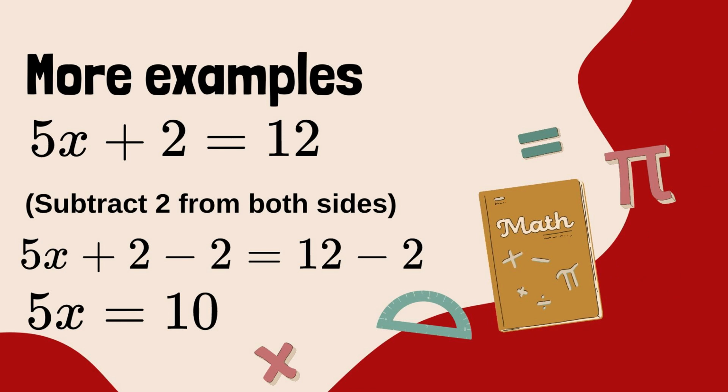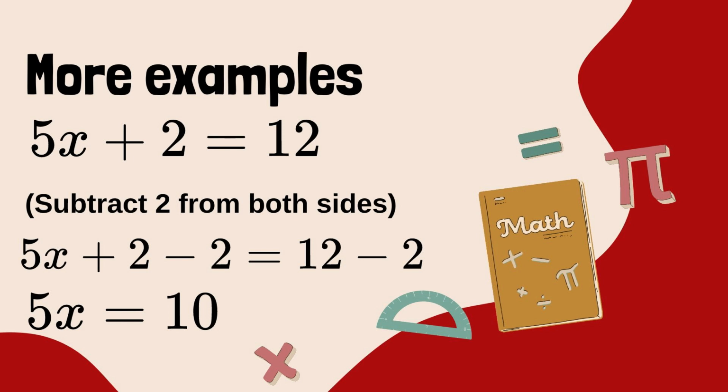We have more examples here. 5x plus 2 is equals to 12. We want to know what the value of x is. So what I'll do is we'll subtract 2 from both sides of the equation so that I'll be left with just 5x on the left hand side. So my 5x plus 2, I'll subtract 2 from that side, and then my 12, I'll also subtract 2 from that side of the equation. So I'll be left with 5x on the left hand side because the plus 2 and the minus 2 will cross off each other. And then 12 minus 2 gives me 10. So I'm left with 5x is equals to 10.